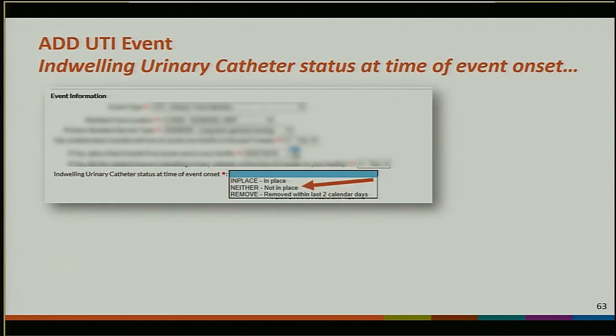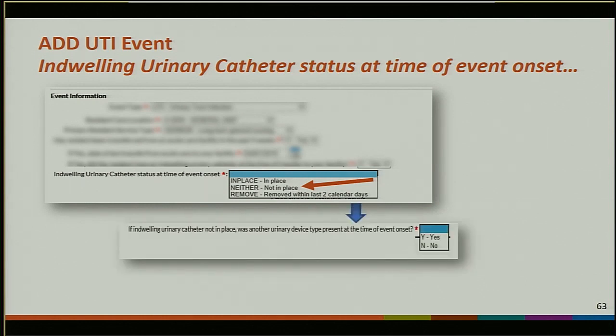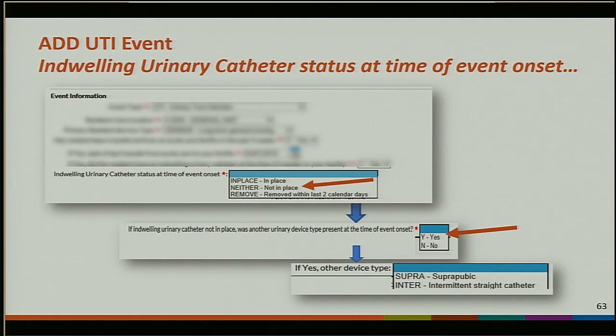If you select not in place, there's no indwelling device in place, it's going to ask you if there was another type of device in place. And so if you select yes to that, then it's going to give you the option of was there suprapubic or an intermittent straight cath. So you can answer. And again, this just allows you to further analyze, maybe if you're interested in looking at your UTIs associated with your suprapubic caths or your residents who are chronically straight cath. It allows you to look at that data.